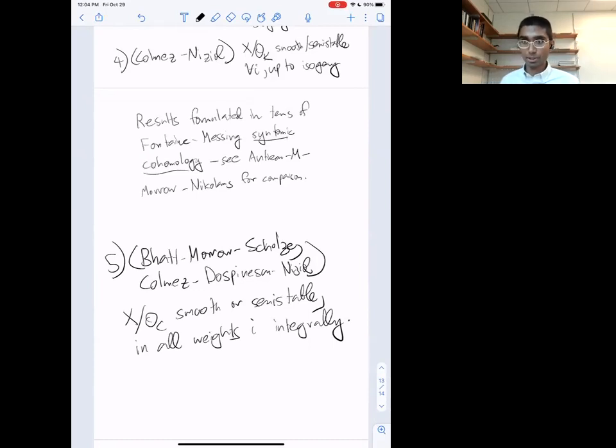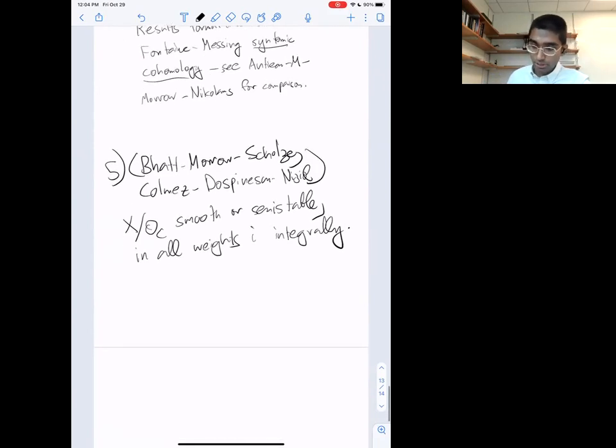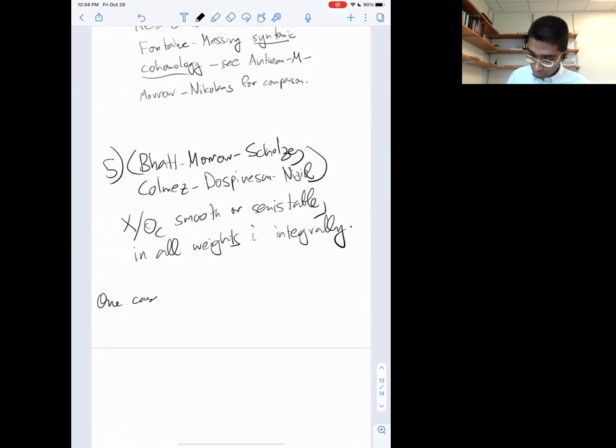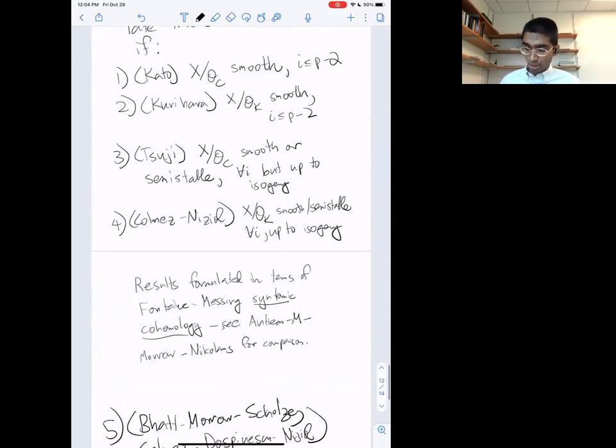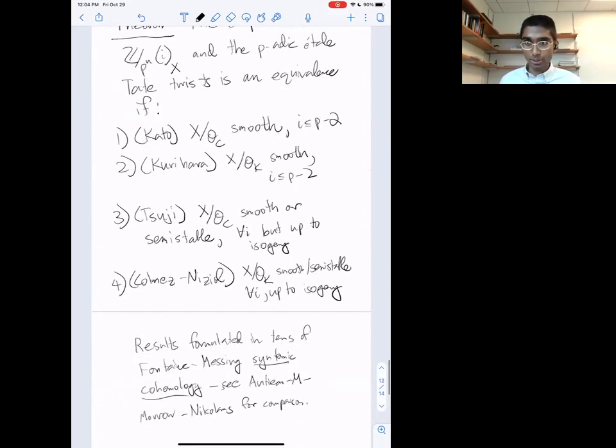Maybe I should say that one case that is not covered by these results is something like smooth algebras over O_K or Z_p, or a discretely valued case. What I wanted to do in this talk is to describe a class of schemes for which this comparison map is an equivalence, and in particular, this will include these results that I've mentioned here.